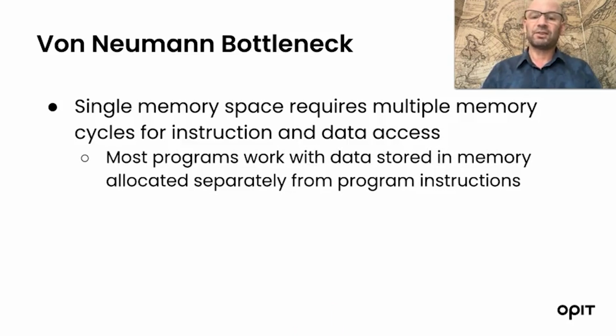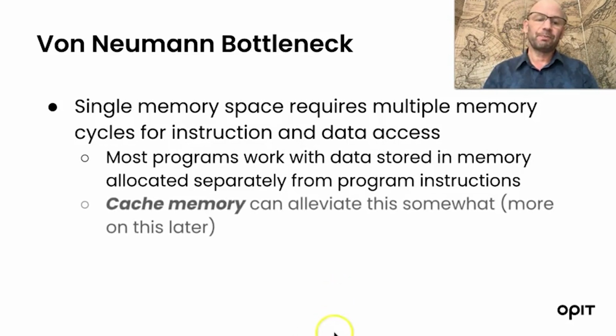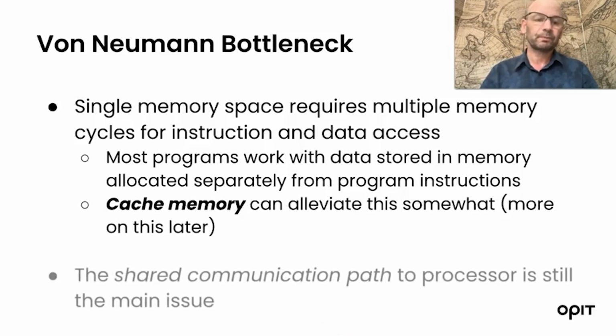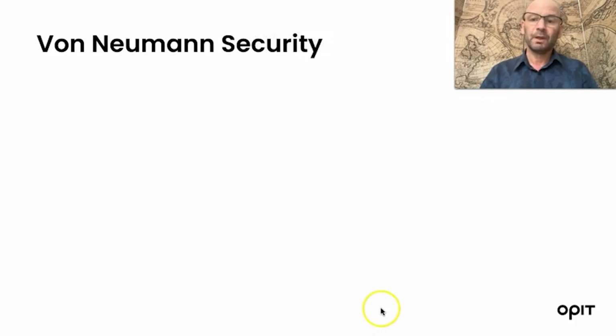Most programs work with data stored in memory allocated separately from program instructions. Now, we can use cache memory, and this has become a big part of modern processor design, this idea of cache. And we're going to talk quite a bit about this a little bit further on in the course. So the shared communication path to the processor is still the main issue. So all of the data and all of the instructions vying for the same path to the processor. So that's a bottleneck issue.